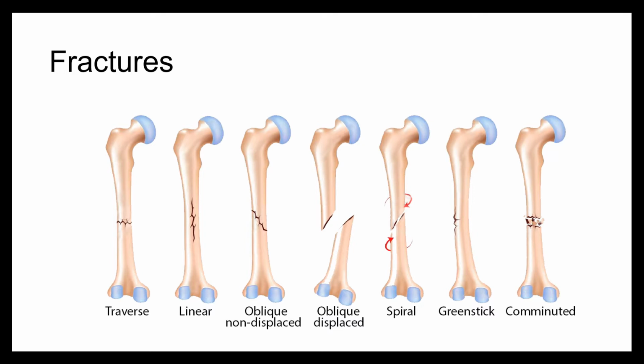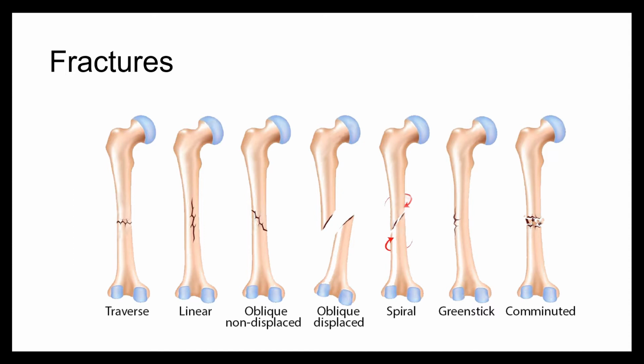The next type we see in the image is known as the spiral fracture. A spiral fracture occurs when at least one part of the bone has been twisted as it was broken. It can appear somewhat similar in a blank image to the oblique fracture, but you'll notice there's two red arrows there depicting that the bone was actually twisted as it was broken.